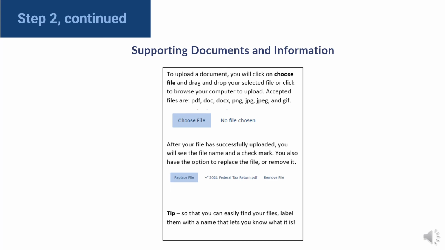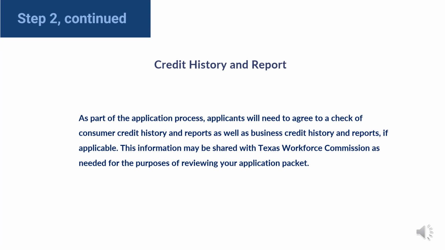Credit history and report. As a part of the application process, applicants will need to agree to a check of consumer credit history and reports, as well as business credit history and reports, if applicable. This information may be shared with Texas Workforce Commission as needed for the purpose of reviewing your application packet.